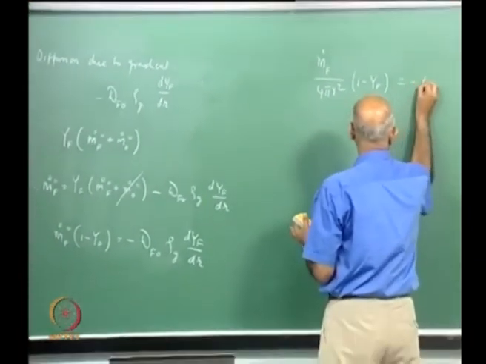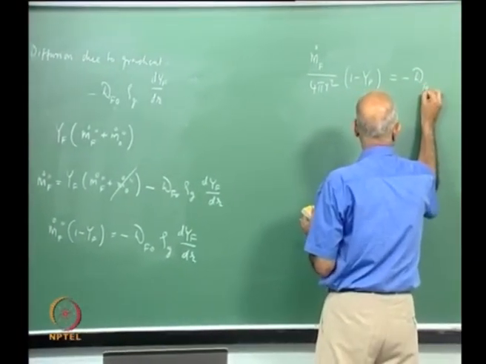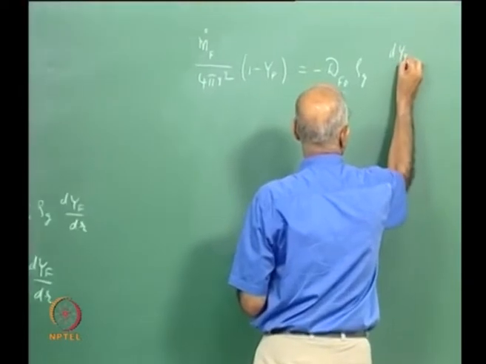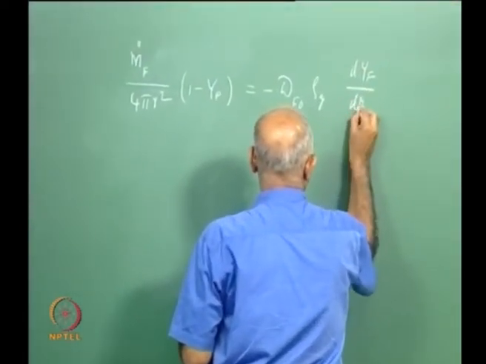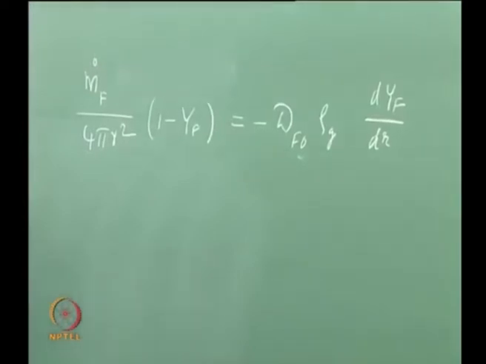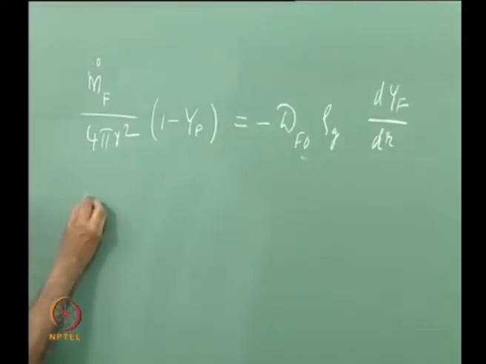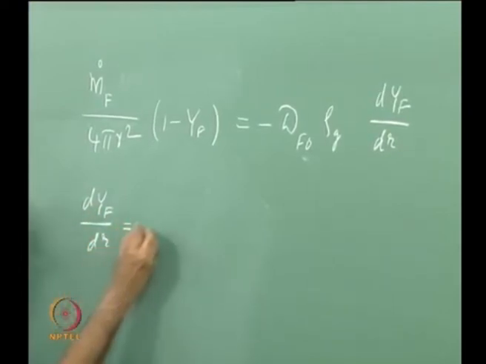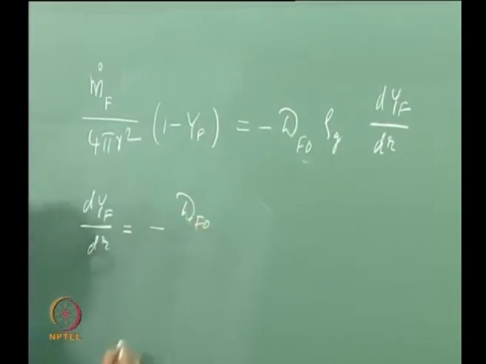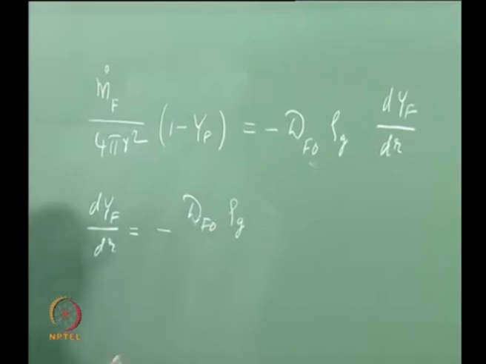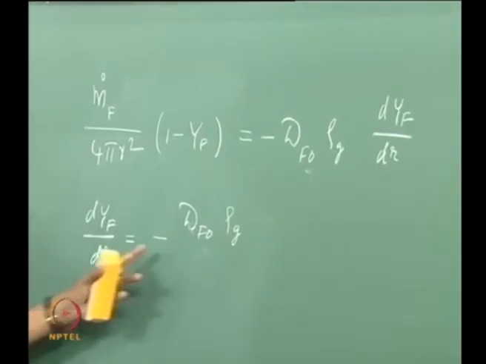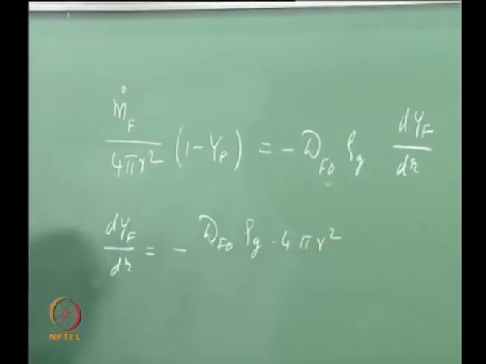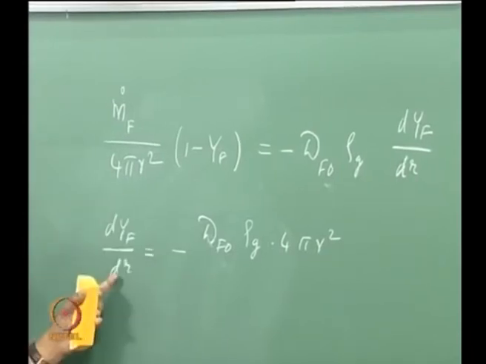is equal to minus the diffusion coefficient of the fuel in oxygen multiplied by the density of the gases into d yf by dr. I play with this equation a little bit, I simplify it, and now I say dyf by dr is equal to minus, if you please be careful, let's make sure we are doing things correctly, D f naught into rho g into 4 pi r square. No, dyf means everything should come at the denominator.